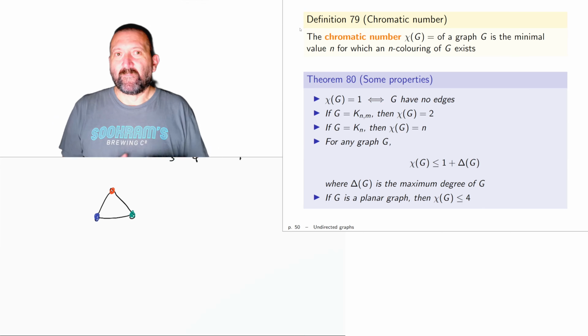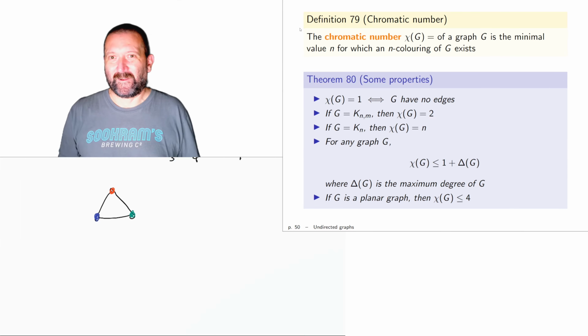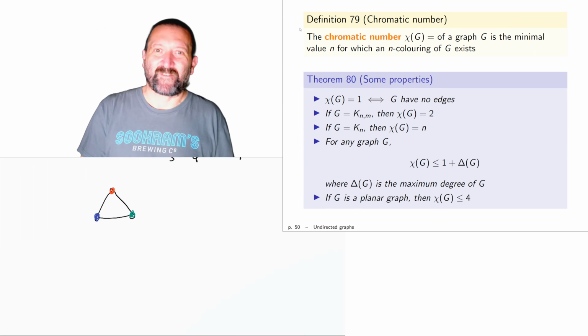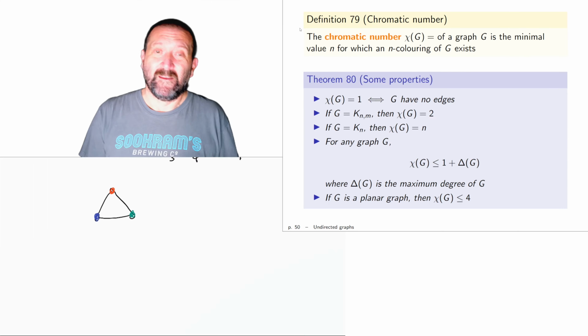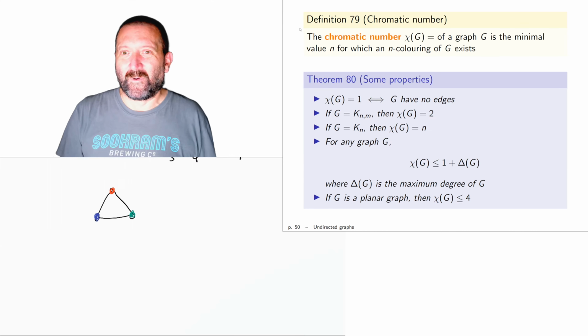So that's a very important number in graph theory. There's a lot of people that spend a lot of time looking at properties of colorings and the chromatic number of graphs and so on. And this is also something that has applications in real life. I'll show you in a moment.